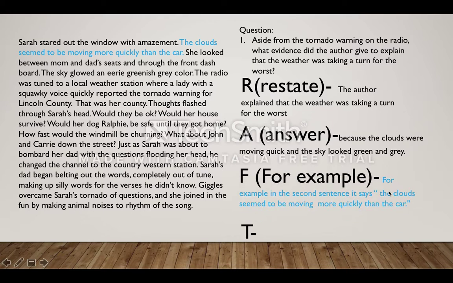The next component we're going to talk about is for example. This is where the student needs to state specifically where they found their answer. This passage is just one paragraph, but sometimes the students will have numerous paragraphs. So they could say, for example, in paragraph 1 or 2. But for this example, the student would have to put down what sentence. So, for example, in the second sentence, it says, the clouds seemed to be moving more quickly than the car. I have the kids go back in the passage with a highlighter and highlight where they found it.